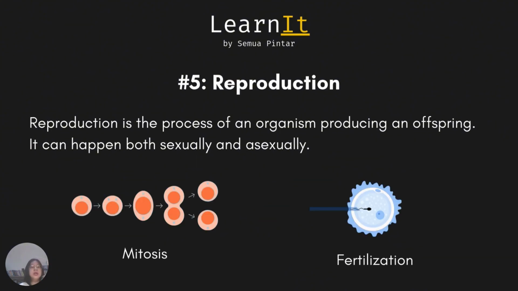Next, we have reproduction, which is the process of an organism producing offspring. It can happen both sexually and asexually. Asexual reproduction means that only one parent is involved. An example, on a cellular level, would be mitosis, which is when one parent cell divides into two identical daughter cells. As for sexual reproduction, an example would be fertilization, which is the merging of two gametes, the ovum and the sperm cell. It always requires two parents.